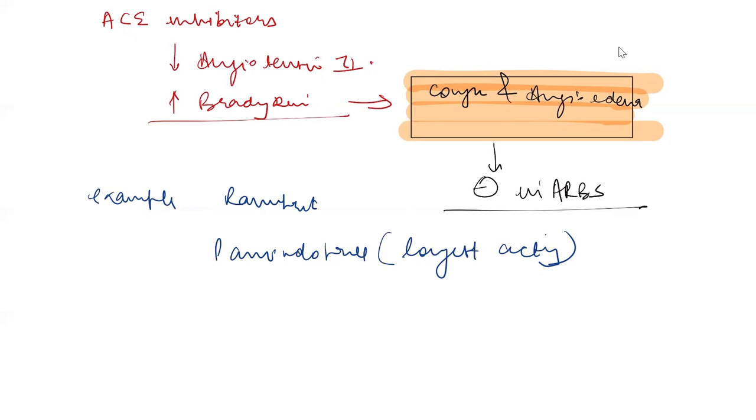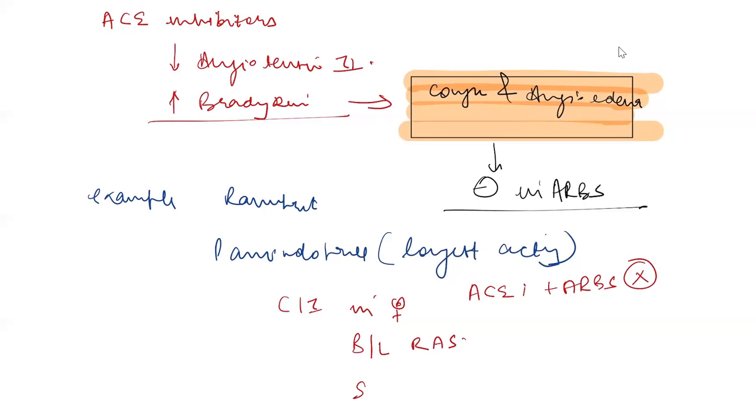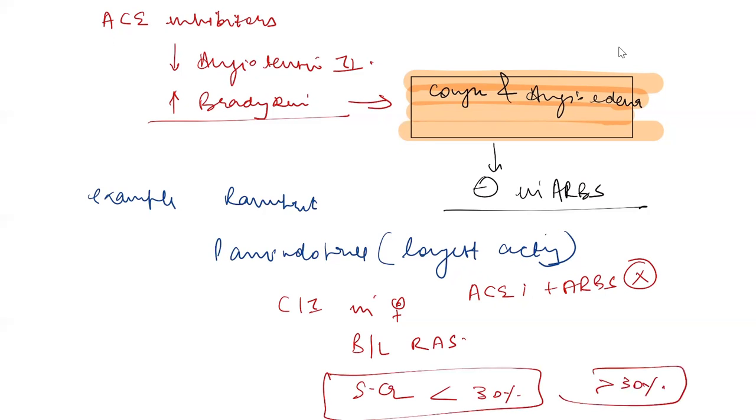Another important point is that ACE inhibitors plus ARBs should not be combined together. ACE inhibitors are contraindicated in pregnancy. They are contraindicated in bilateral renal artery stenosis. And whenever we give an ACE inhibitor to any patient, the rise in serum creatinine should be less than 30%. If it is more than 30%, we have to stop the drug. Clear?